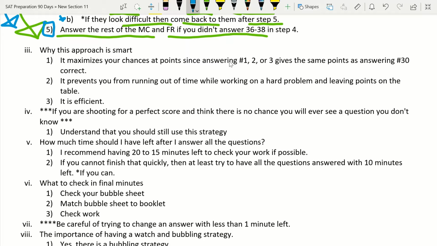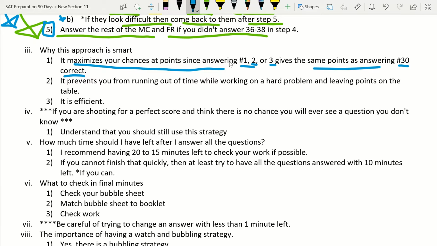Well, the first thing it's going to do is maximize your chances at points, since answering question 1 or question 2 or question 3 gives you the same amount of points as answering question 30 correctly. Keep in mind that if you answer question 1 on the math with calculator section and get it right, that gives you the same amount of points as answering question 30. But question 30 is a lot more likely to be difficult. Question 1 is generally pretty easy and question 30 is generally pretty hard. But if we're getting the same amount of points for answering 1 as 30, we want to make sure we're answering 1 first because it'll take us less time to get the same amount of points.